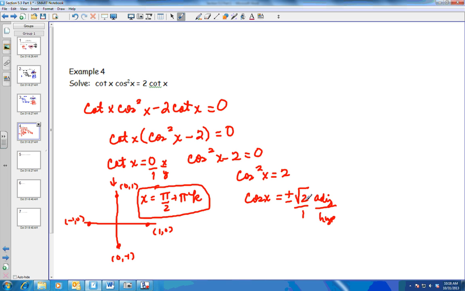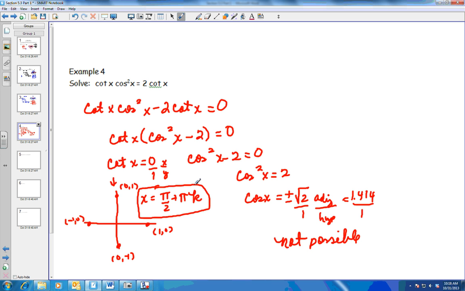The problem is the square root of 2 is bigger than 1. Square root of 2 is 1.414. So do you see that my hypotenuse is smaller than my side, and that can never happen? So this part is not possible. So I only have one answer, and it's pi over 2 plus pi k.